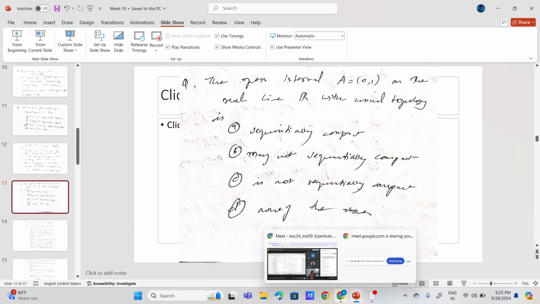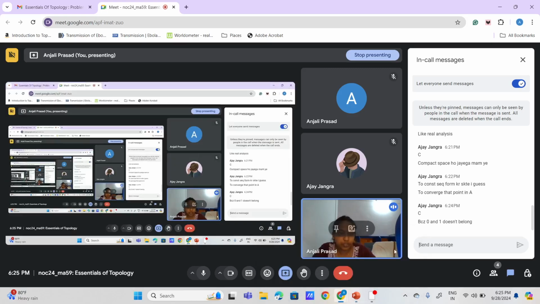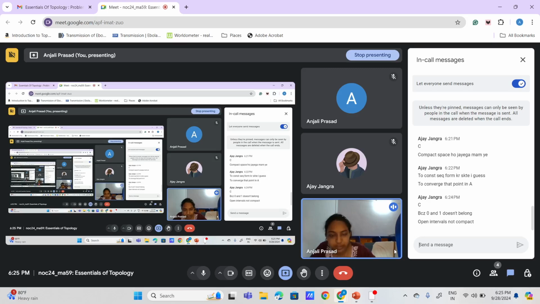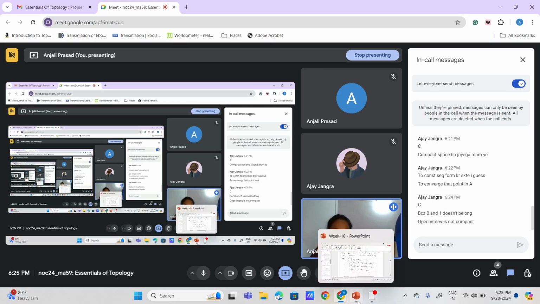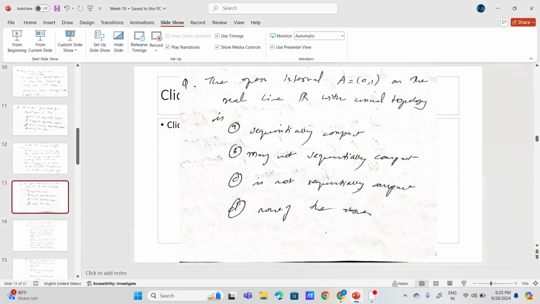You're saying because 0 and 1 do not belong to that. No, that won't be the reason. We are talking about sequential compactness and not about compactness. Here they are asking about sequential compactness and not compactness.